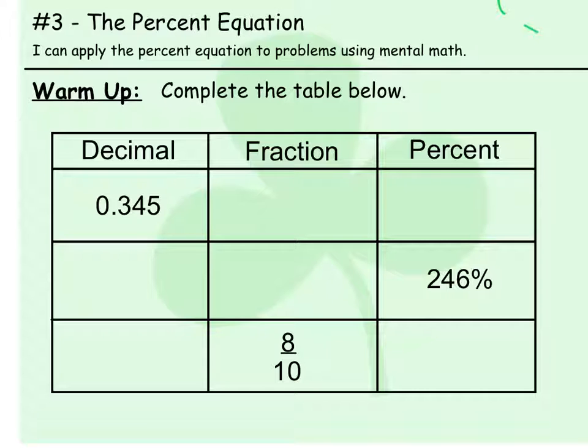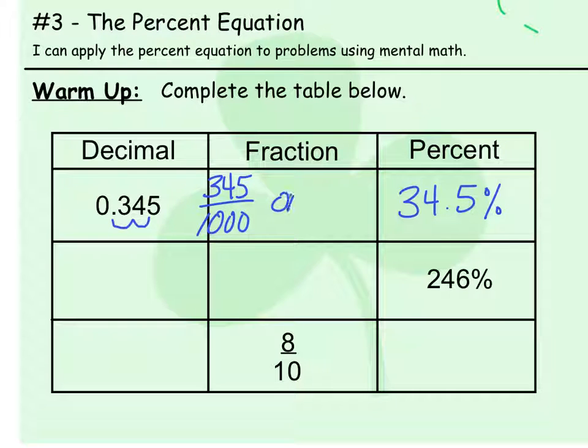So if we look for answers, we're starting with the decimal 345 thousandths. So as a fraction, one option would be to write 345 thousandths. And we could also make it into a percent by moving our decimal over 2, which gives us 34.5%. So another option for our fraction, if we don't want to put it over thousandths, is to use our percent of 34.5 and put it over 100, since percents always go over 100.